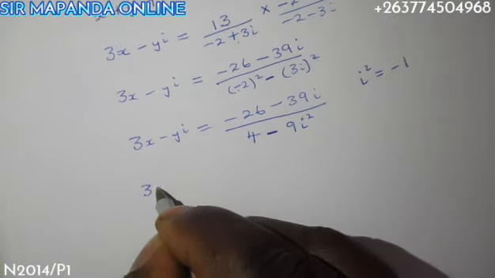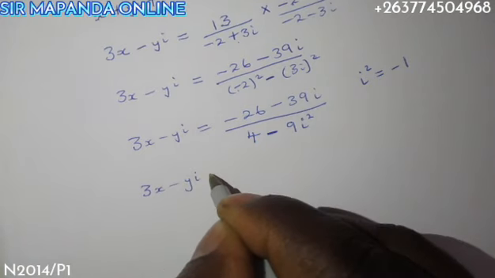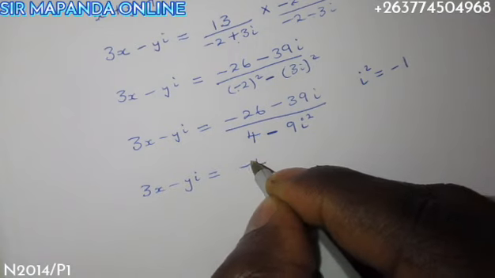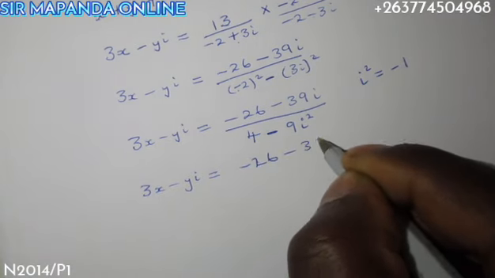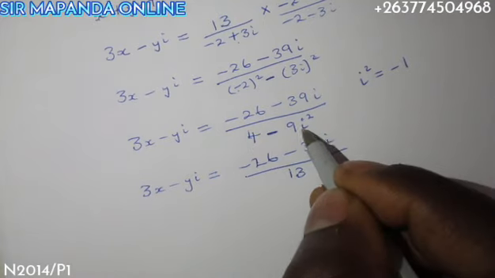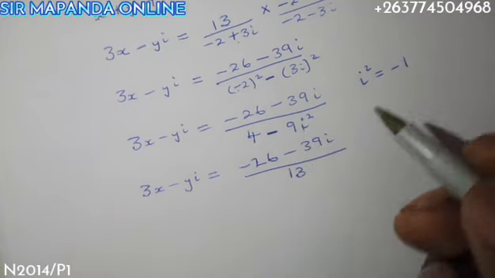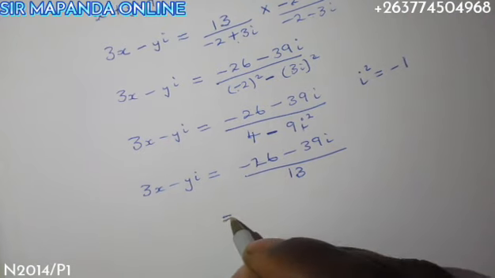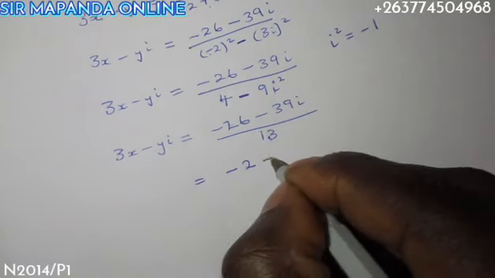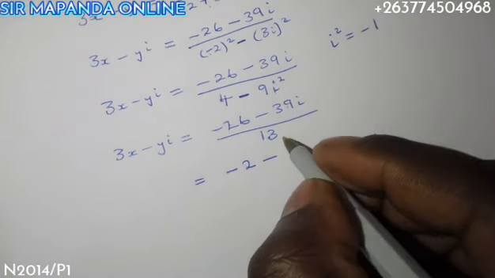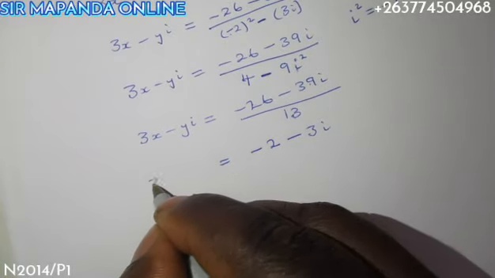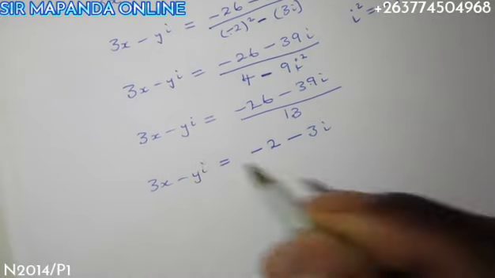So maintain the left side as it is. We have minus 26 minus 39i over 13, since i squared is minus 1. So 13 into minus 26, you get minus 2. Then 13 into 39, you get 3. So this is minus 3i. Then on the left side, you have 3x minus yi.